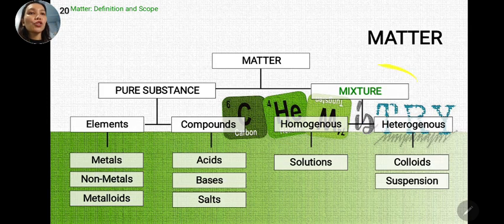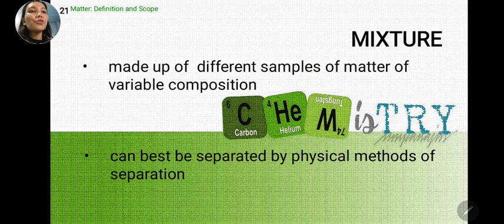Dito tayo sa mixture naman. Ano ba yung mga mixtures na sinasabi natin? It is made up of different samples of matter of variable composition na pinagsama-sama. It can best be separated by physical methods of separation. Yung mga mixture natin. Pero hindi lahat ng mixture mase-separate through physical methods of separation.